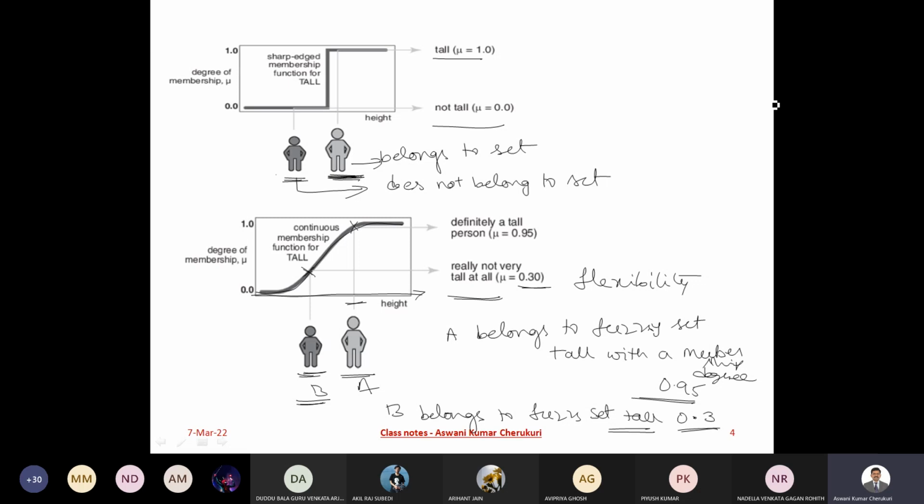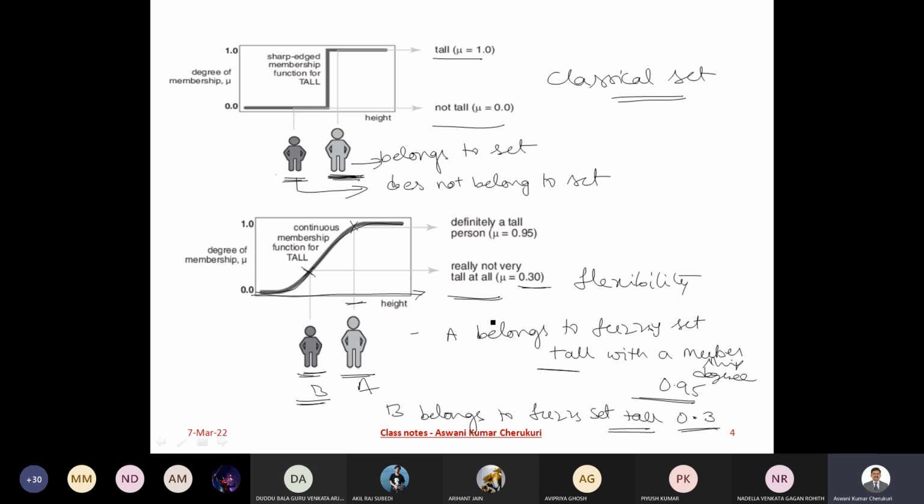So again, I repeat, even for those who have some inhibition to raise the hand: your classical set theory gives you only one option, whether an individual belongs to the set or does not belong to the set. That's all. Whereas fuzzy set theory provides flexibility in the sense that everybody, whoever has a particular height value, even, say, 50 centimeters, will still belong to the fuzzy set called tall.